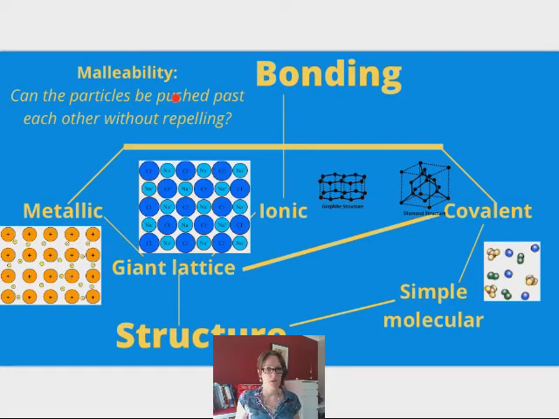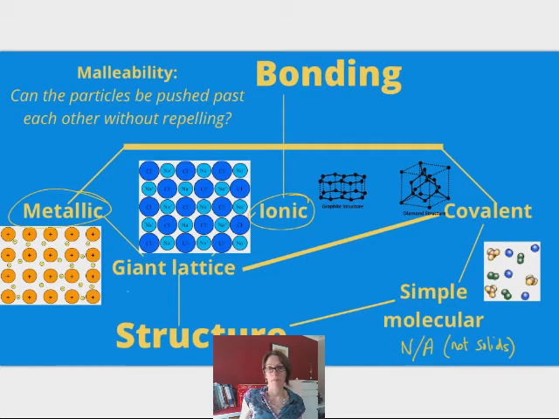Malleability, not asked so much at A-level, but could potentially come up. And malleability means we can mould it, so we're asking whether the particles can be pushed past each other without repelling. So it doesn't apply to simple molecular substances, and that's because they're not solids, so we can't mould it in any way if it's not a solid to start with. Most of the time they're liquids and gases. So really, when we're looking at malleability, we're actually comparing just metallic with ionic, and the reason why one of them is malleable and one is not.